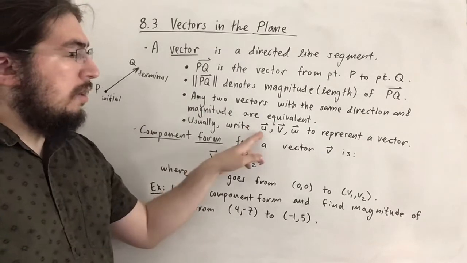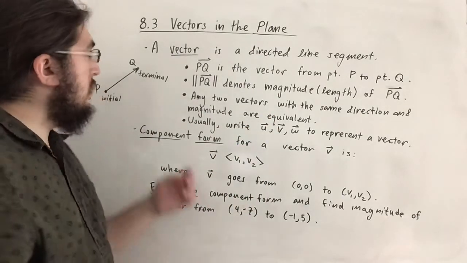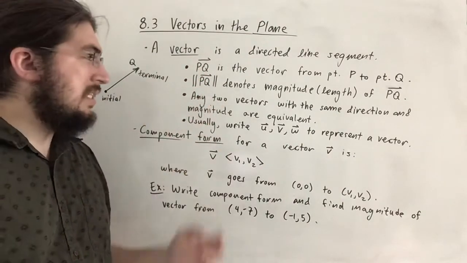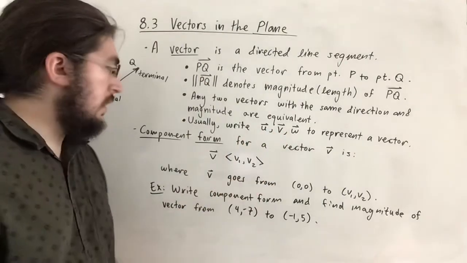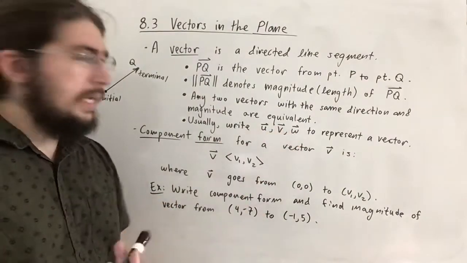Usually we write lowercase u, v, and w with arrows on top to represent the vectors. This is a more specific, older notation, I guess. But eventually we're going to use this notation to write less, basically. This is more geometric, but this is more algebraic, I guess you can say.